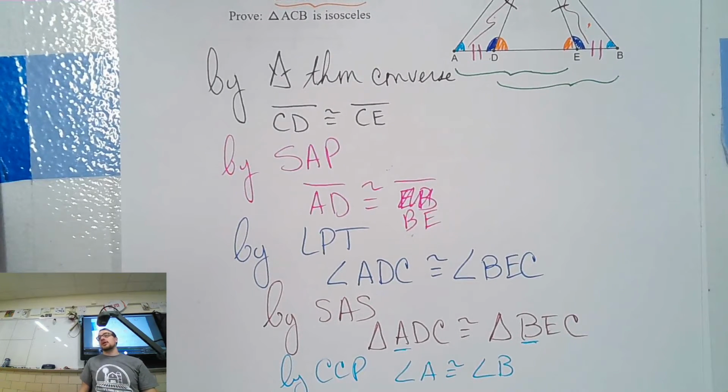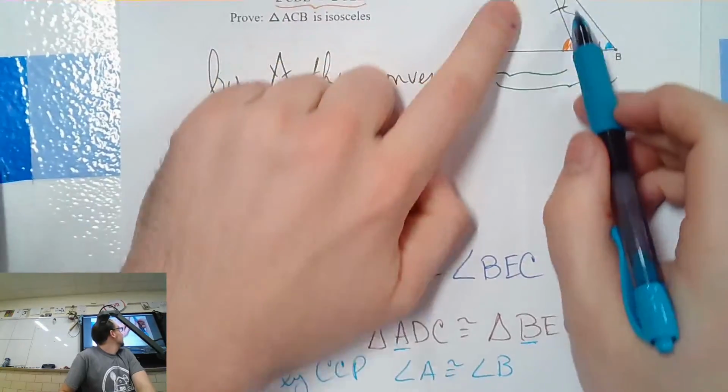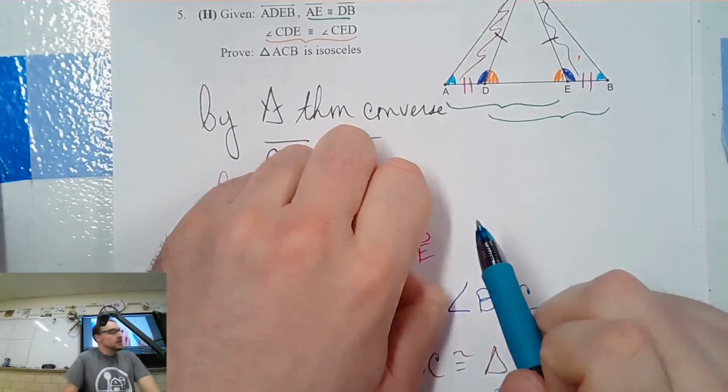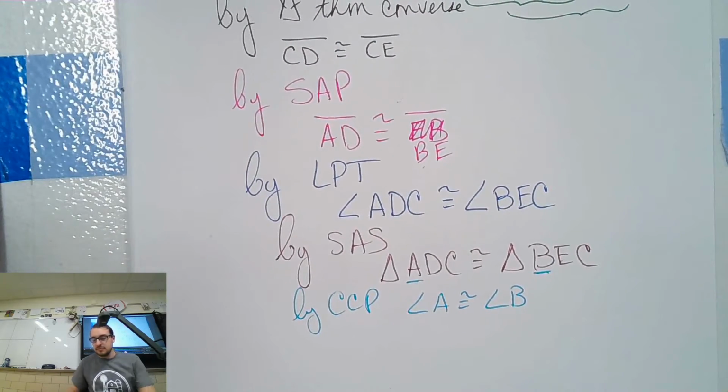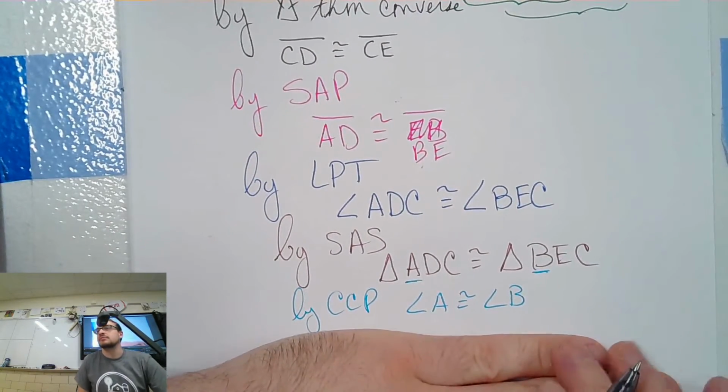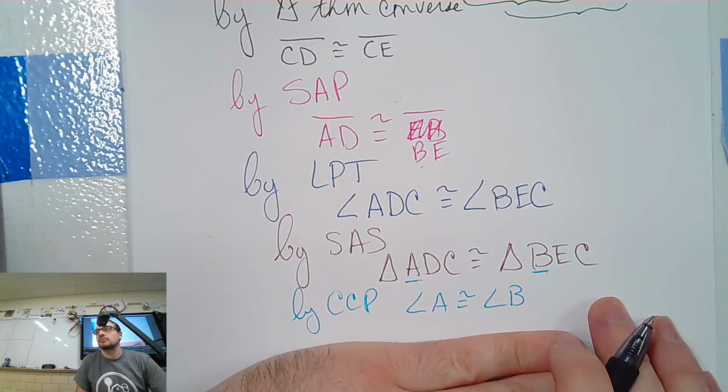And then from there we're going to say, therefore, by the triangle theorem converse, or the isosceles triangle theorem converse, these sides will be the same, right here, and then it fits the definition of isosceles. So, everybody cool with up to here so far? There's a little bit more.